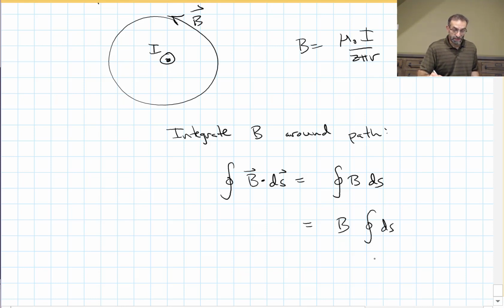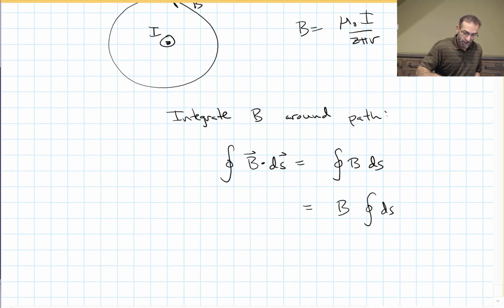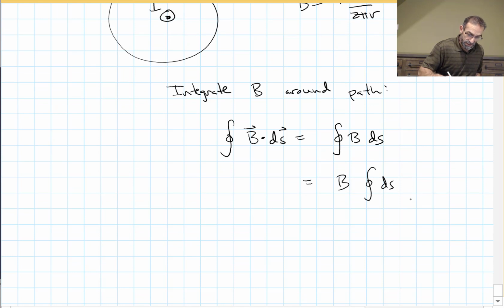This is for a circular path around a single wire. We're choosing a very special path because we know it's easy, right? We know the answer already. Now, the integral of ds is just the arc length. We're going all the way around the circle, so it's the circumference of the circle, 2 pi r.